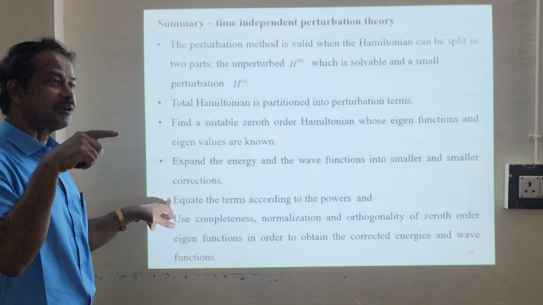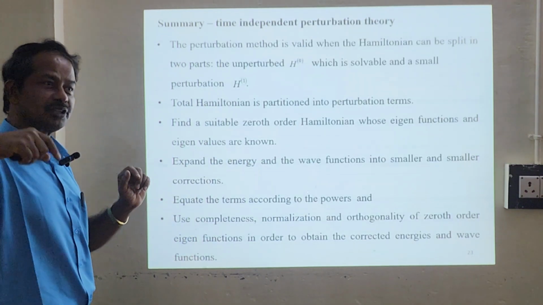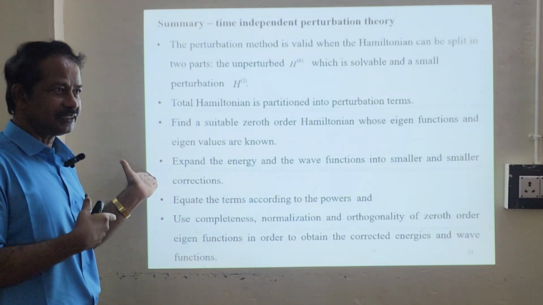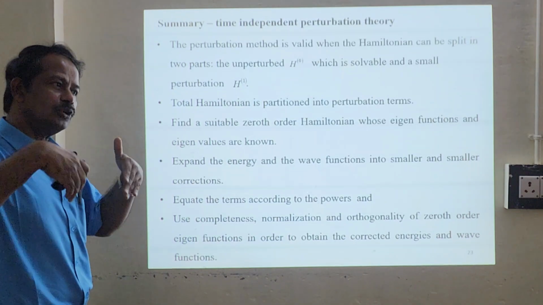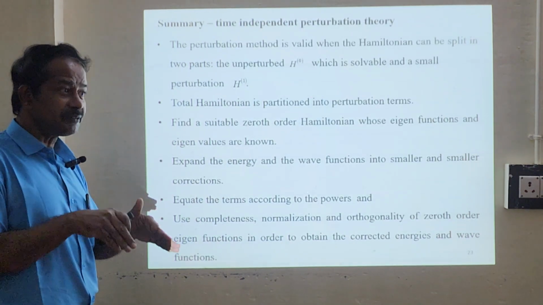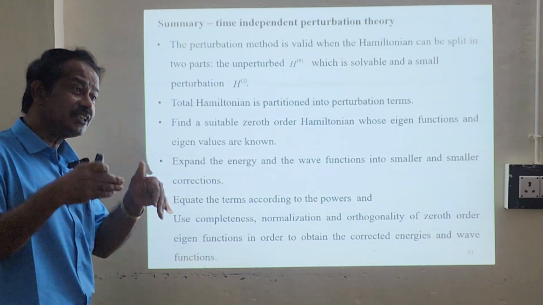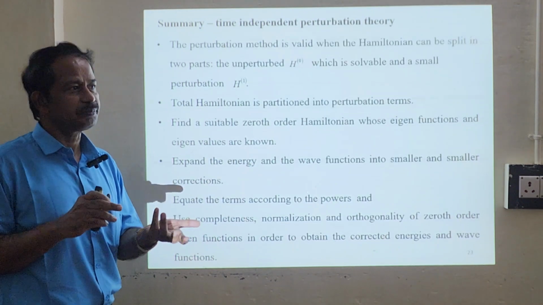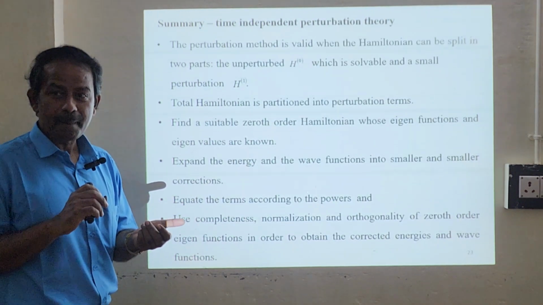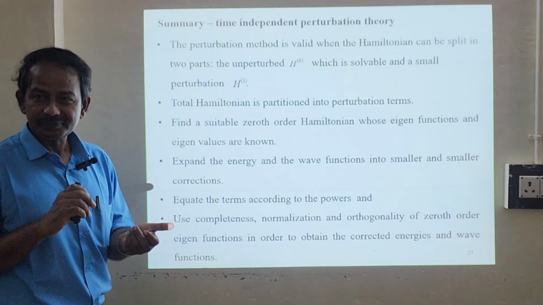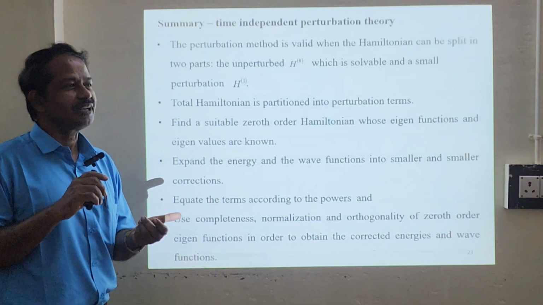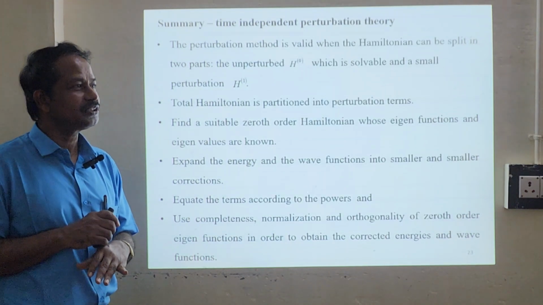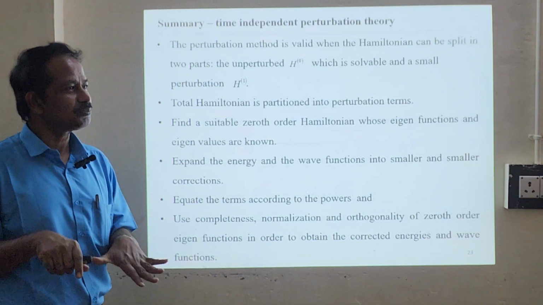Equate the terms with lambda to the power 0 on both sides, lambda to the power 1, lambda squared on both sides. You can also obtain second order. We have done only the first order, correct? You can also obtain second order, third order, and those terms will be very, very small. Lambda itself is very small, and lambda squared will be smaller. For example, just take lambda equal to 0.2. Then lambda squared will be 0.04. It will be very small.